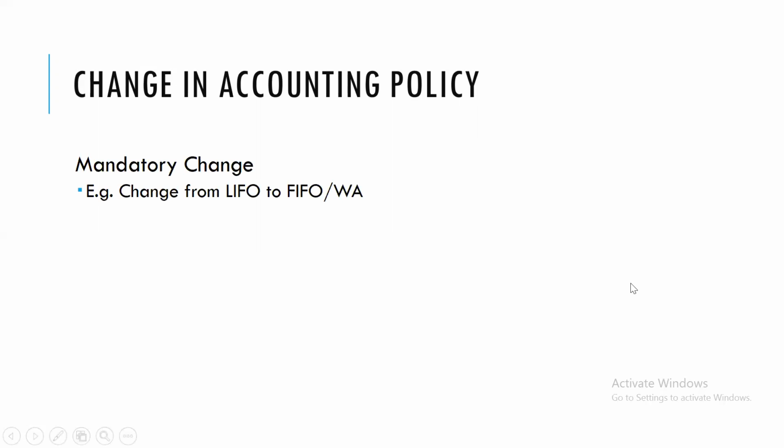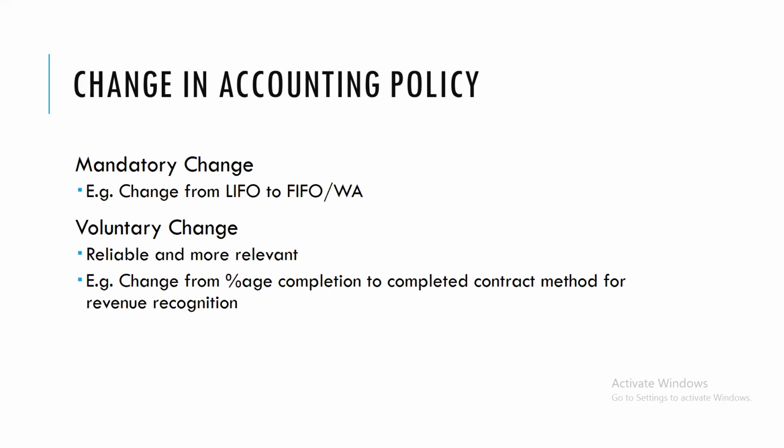All right, so for changes in accounting policy, there are two different types of changes: mandatory changes and voluntary changes. A mandatory change is when the IFRS or ASPE standards group says that you need to make a change. They mandate it, and they make it mandatory to make a change.